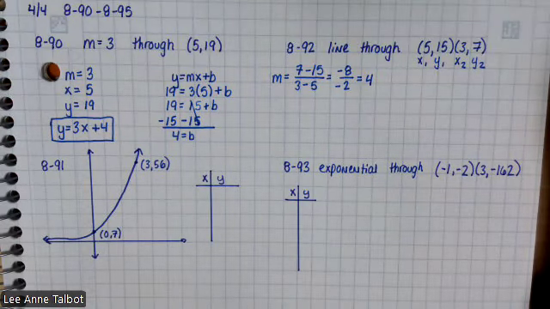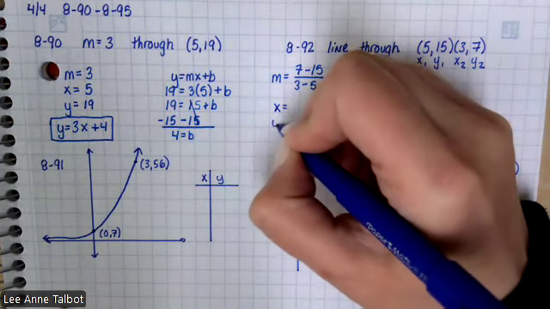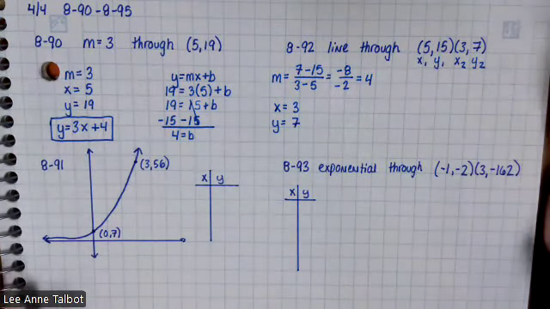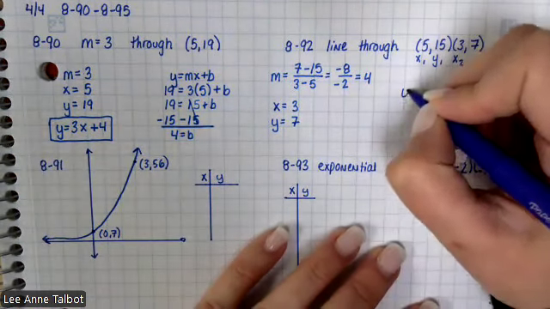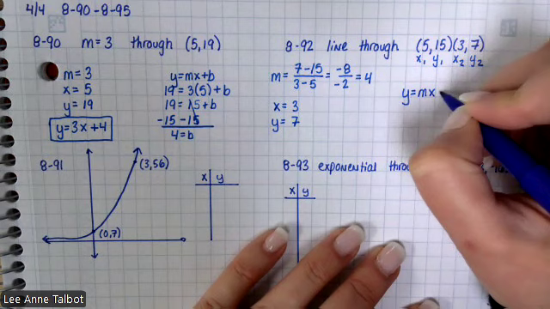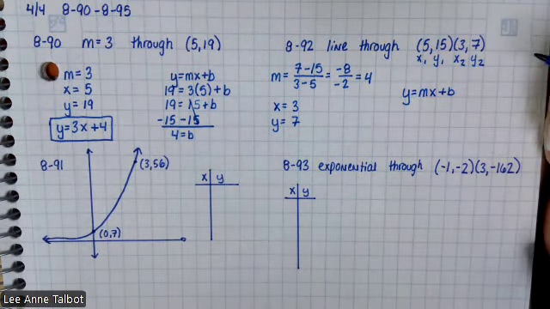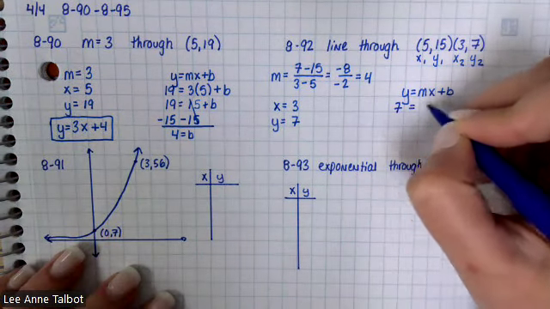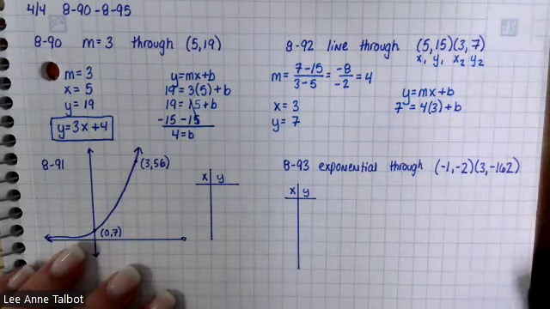Which point do you guys want to choose for our X and Y? 3, 7? Okay. 3, 7 it is. Y equals mx plus b. 7 equals 4 times 3 plus b.